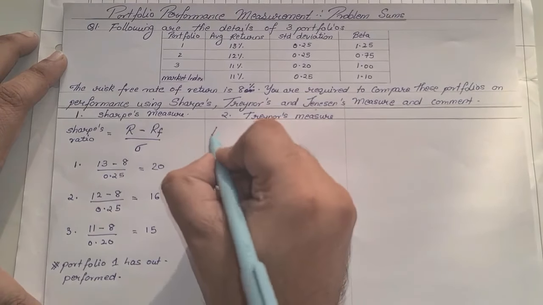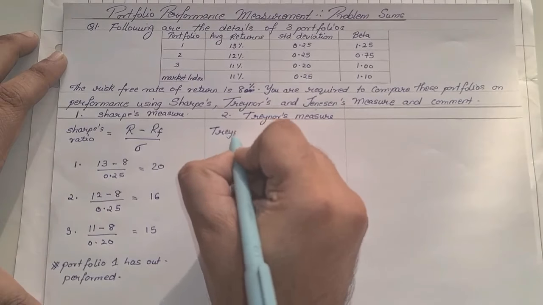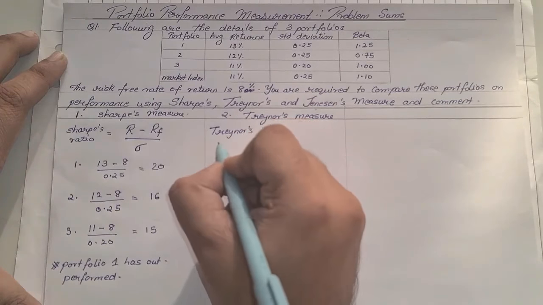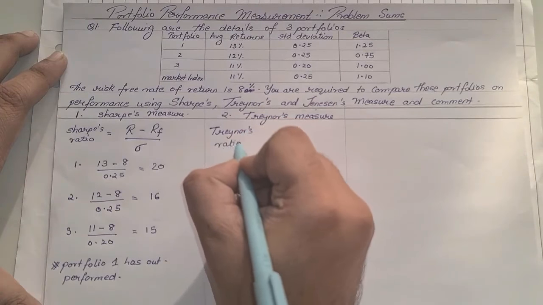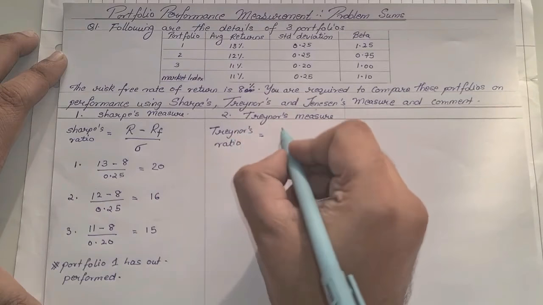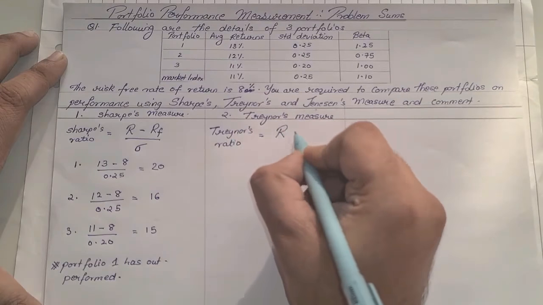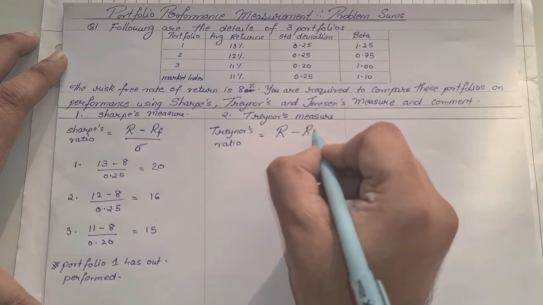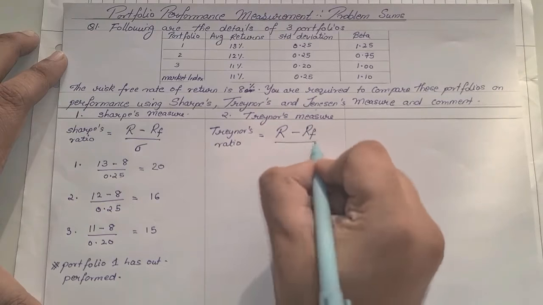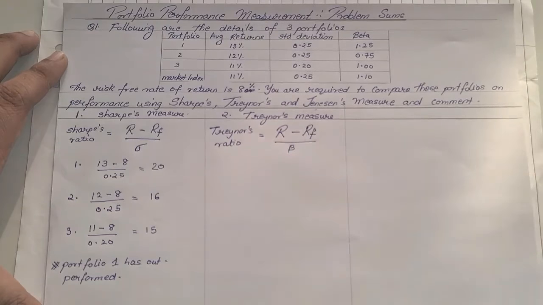Again, first we'll note down the formula. So Treynor's ratio is equal to, it is similar, just one change. It will be average return R minus risk-free return, that is RF, upon beta. So in Sharpe it is standard deviation, under Treynor's it is beta. So now let us apply these values for each of the portfolios.